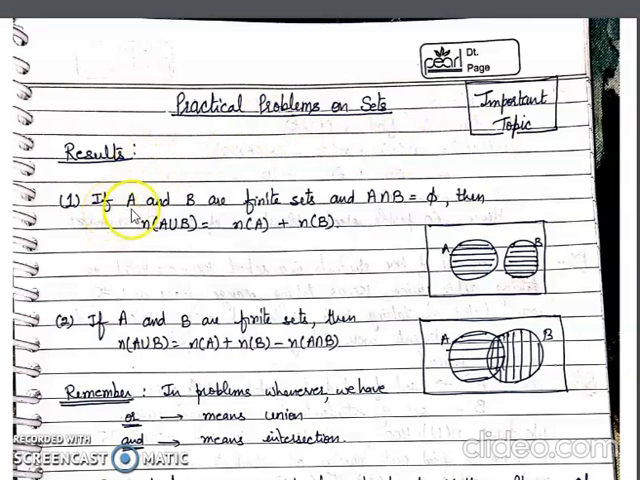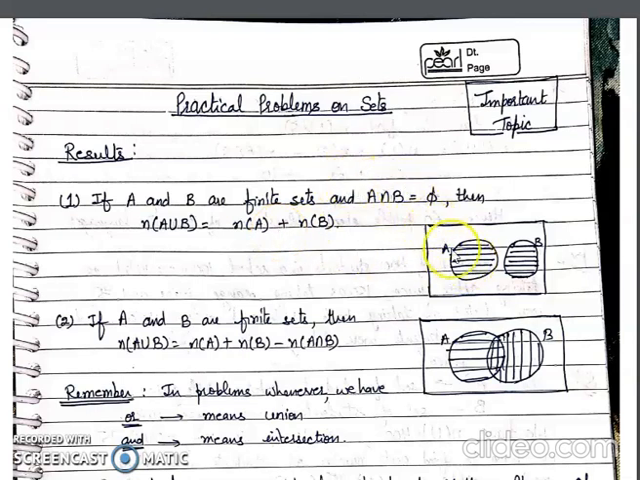Result 1. If A and B are two finite sets and A intersection B is equal to phi, meaning they are disjoint sets, then n(A union B), the number of elements in the set A union B, is equal to the number of elements in set A plus the number of elements in set B. You can check this from the Venn diagram.